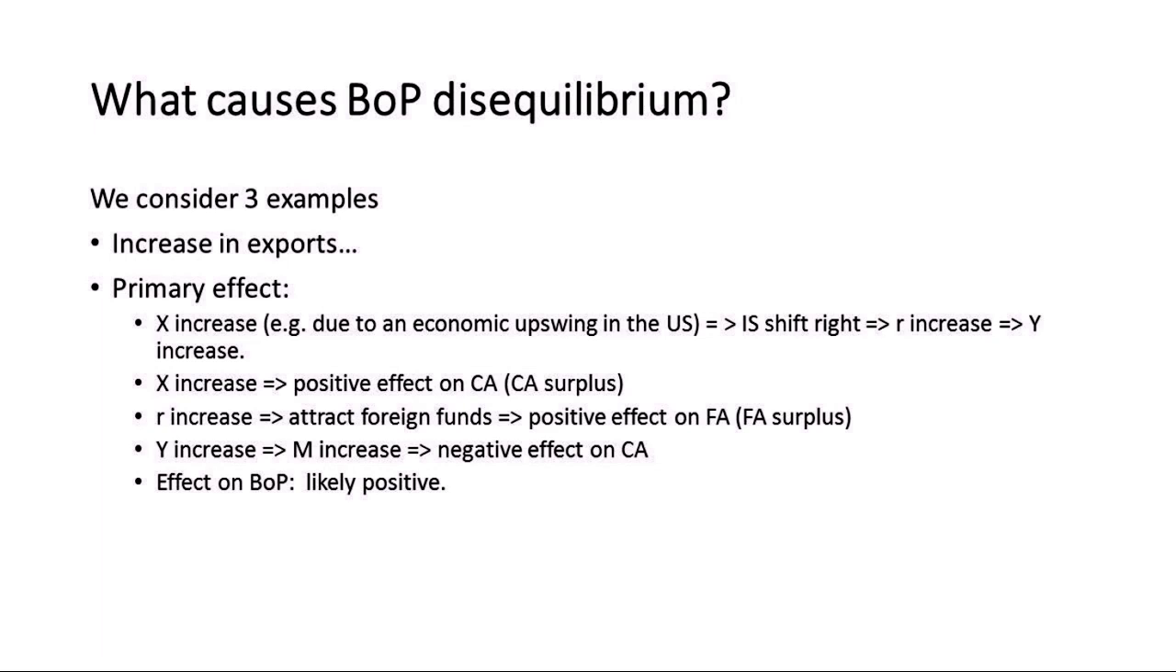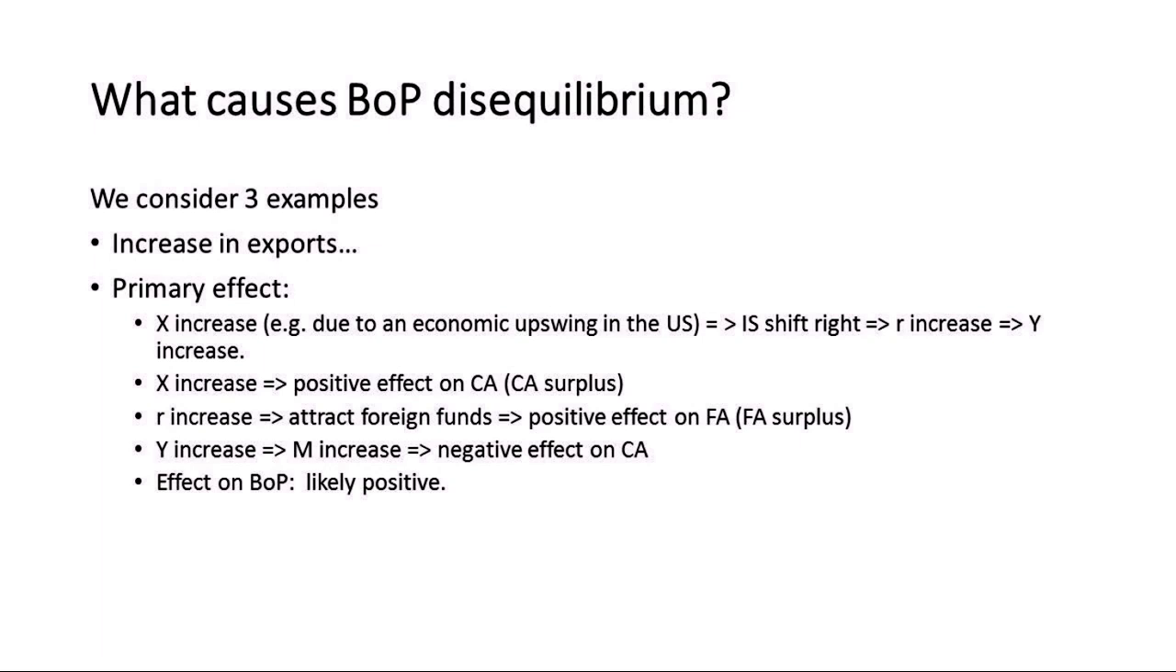Finally, we can also look at the impact of an increase in exports. If exports increase, for example, due to an upswing in the US economy, we know that the IS curve moves to the right and interest rates increase, incomes increase. That gives you a new equilibrium. Now that we know how to add a foreign sector to the model, the increase in exports has a positive effect on the current account. The increase in interest rates attracts foreign funds, and that has a positive effect on the financial account.